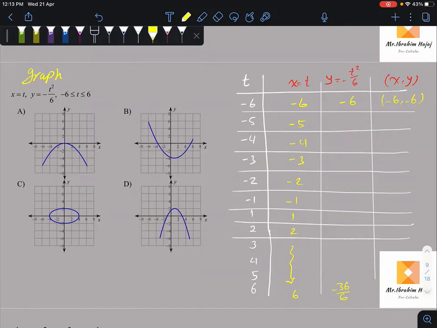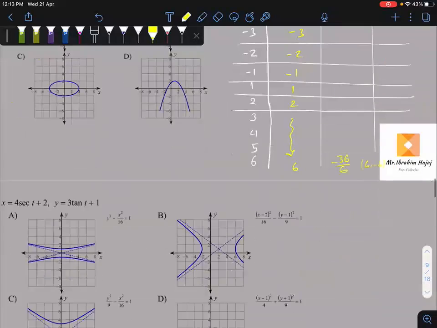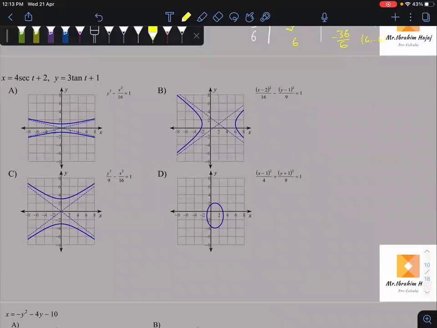I will write the point here, which is 6 and negative 6. So when we pick negative 6 and negative 6, it's here. And you have 6 and negative 6 here. And the direction is moving like this. So your answer is A.